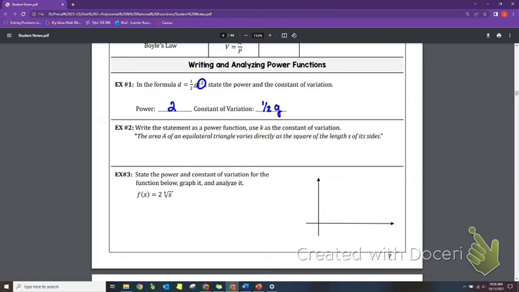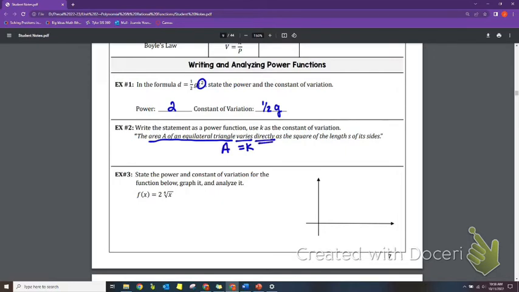Example 2 says write the statement as a power function, use K as a constant of variation. It says the area A of an equilateral triangle varies directly as the square of the length S of its sides. So when you're trying to write this as a power function, you're going to look for where it says is proportional or varies. Okay, so we see this word here. This varies tells me equals K. Well, what equals K? Whatever's in front of it, the area of the equilateral triangle. So area equals K.